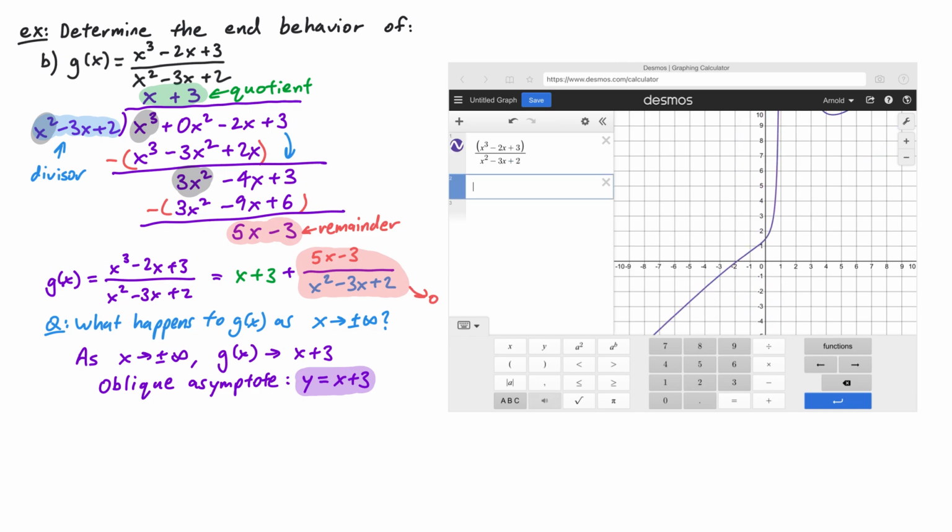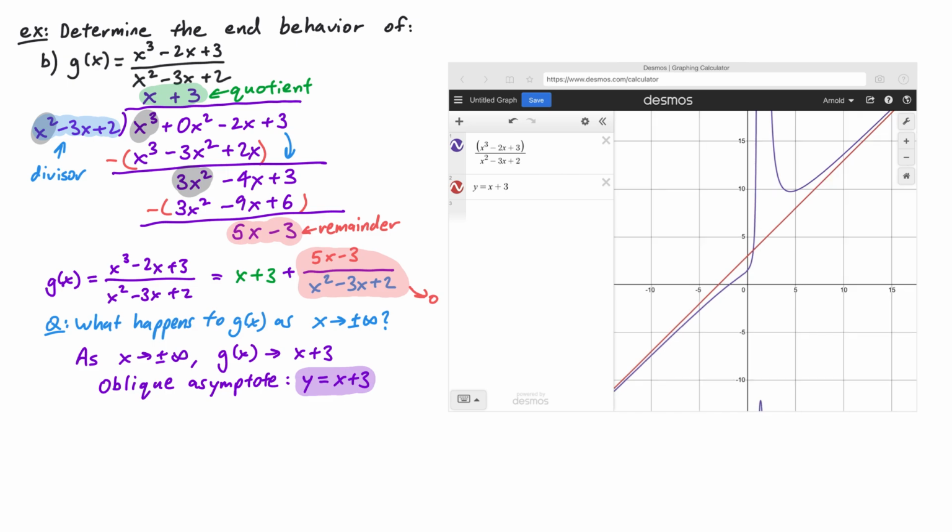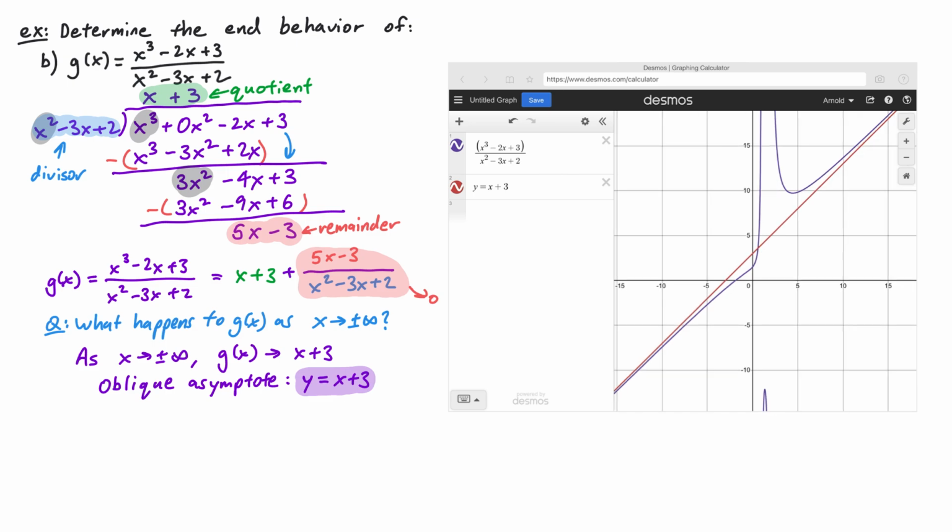And we found that our oblique asymptote is y equals x plus 3. Our current picture doesn't show the behavior very well, so let's zoom out a little bit. As we zoom out, we see that as we trace our graph to the left, my graph gets closer and closer to that red line. Same thing as we trace to the right. Our purple graph gets closer and closer to that red line.